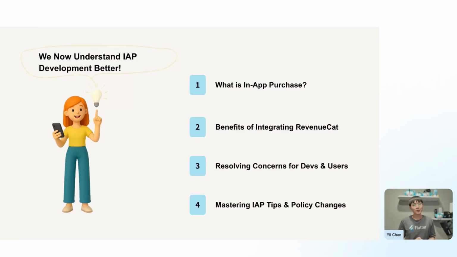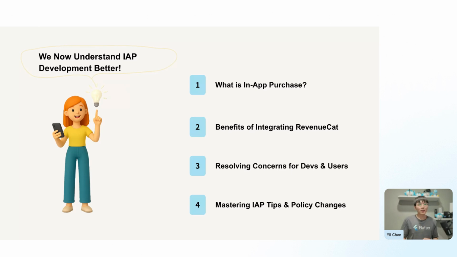So that's my sharing for today: how to approach in-app purchase with more professionalism and strategy. We have covered 4 key points. First, we understood what IAP is and the different monetization models available. And subscriptions are clearly the dominant choice today.